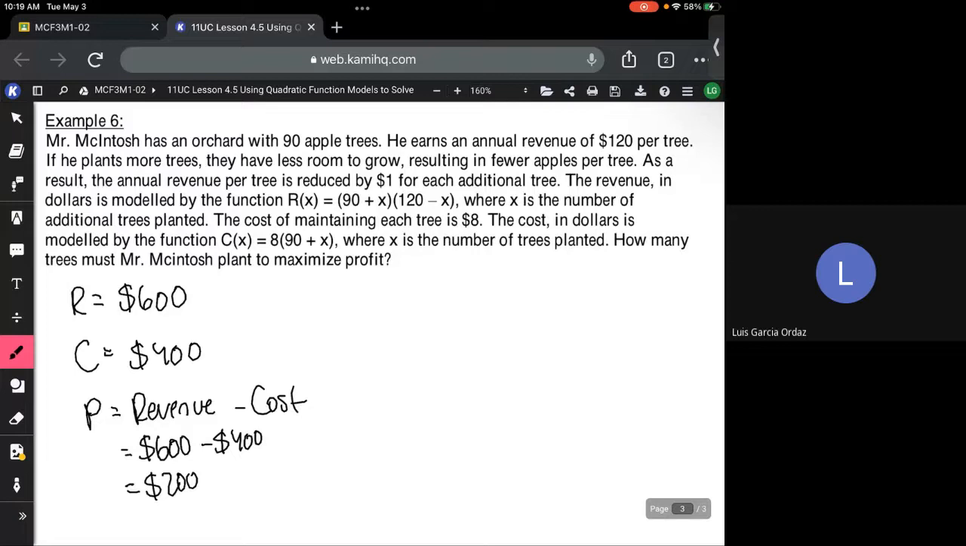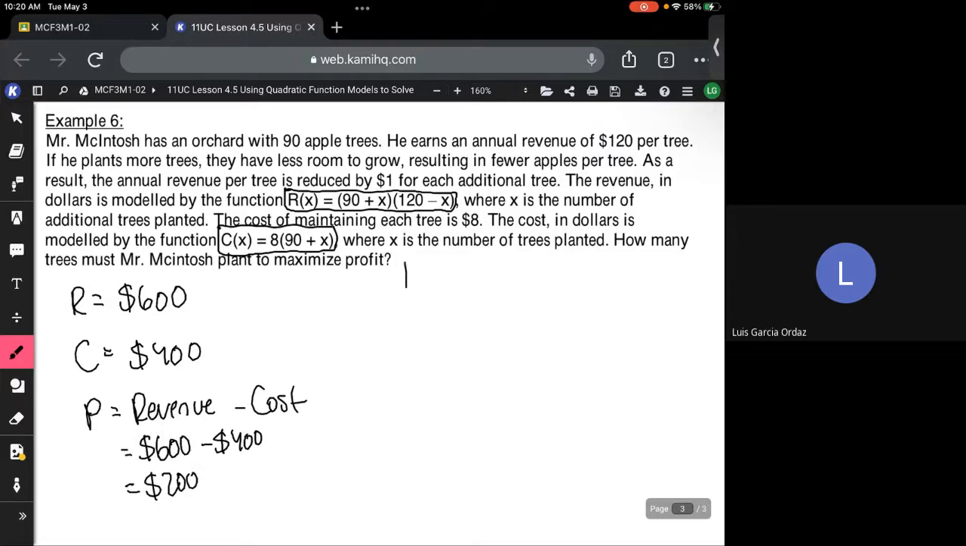Okay, so let's move on to this question now. This guy has an orchard with 90 apple trees. He earns an annual revenue of $120 per tree. If he plants more trees, he has less room to grow, resulting in fewer apples per tree. So their revenue is modeled by (90 plus x) times (120 minus x). And their cost to run everything is the function 8 times (90 plus x). I need to figure out their profit and what the maximum profit is going to be.